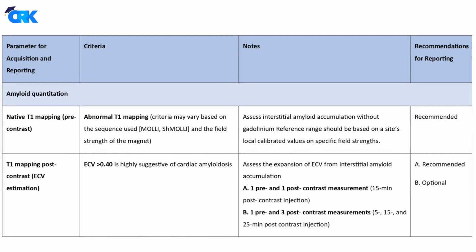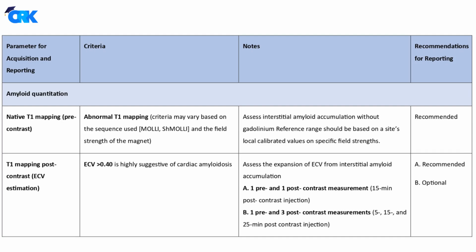Let's talk about amyloid quantitation. So far, we've discussed how to identify amyloid infiltration through function, morphology, LGE, and signal suppression. But quantitation adds something new. It gives us a measurable biomarker that can reflect disease burden, progression, and even response to therapy. We'll focus on two techniques, native T1 mapping and ECV estimation, both of which use T1 mapping technology.